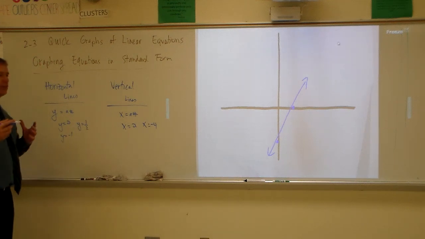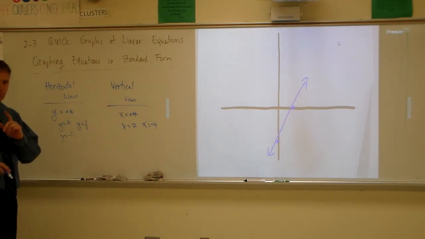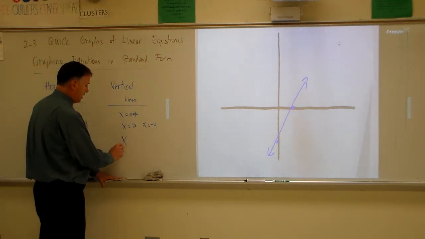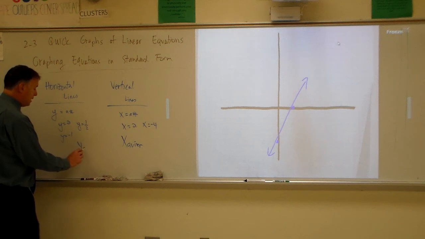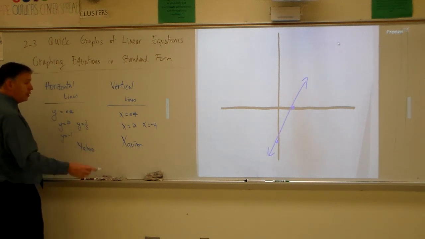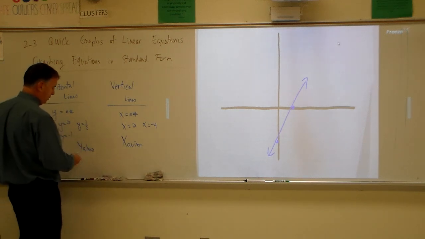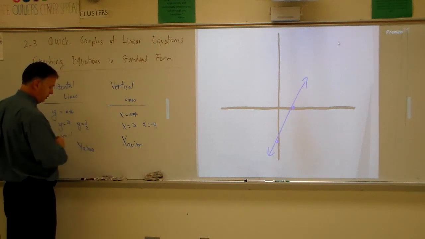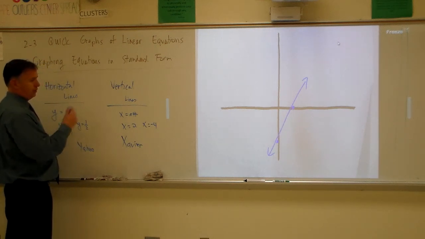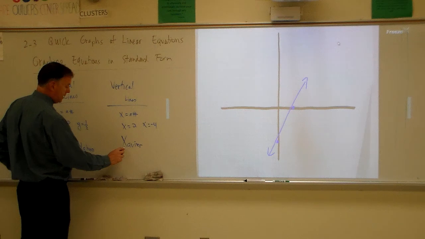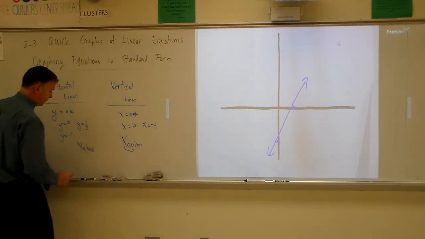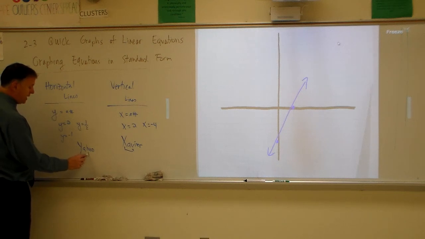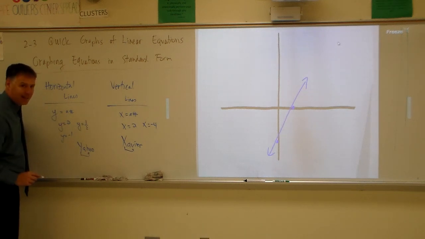Now the way that I teach students to remember this is by a couple of words. First the name Xavier, and then the name Yahoo. Or you could say YouTube, but Yahoo, the website. Ready? X equals means it's a vertical line. X and V. Y and H. Y equals means it's a horizontal line.